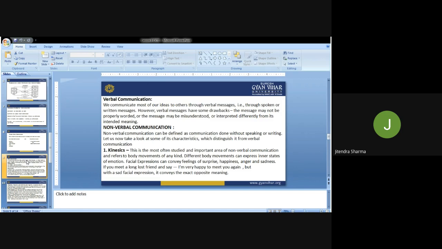Let us take verbal communication first. We communicate most of our ideas to others through verbal communication, for example through spoken and written messages. However, verbal messages have some drawbacks. The message may not be properly worded, or it may be misunderstood or interpreted differently from its intended meaning. That is the drawback of verbal communication. But if it is written, then there is no confusion as far as the communication is concerned. So if written communication is there, then there is no problem.